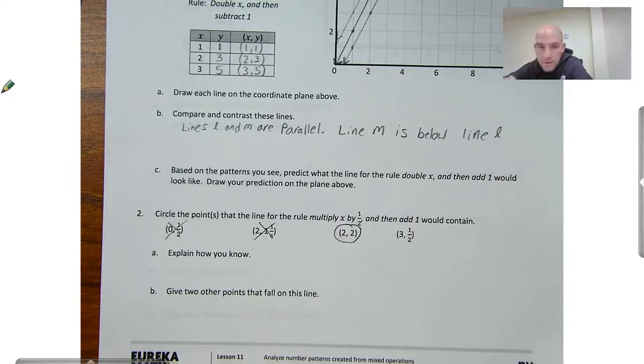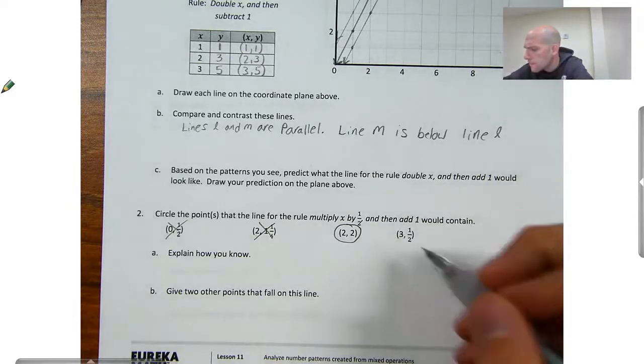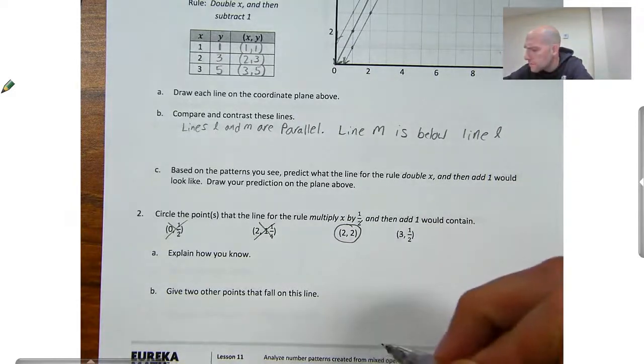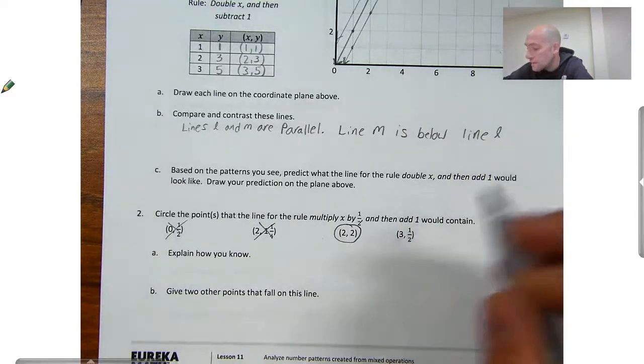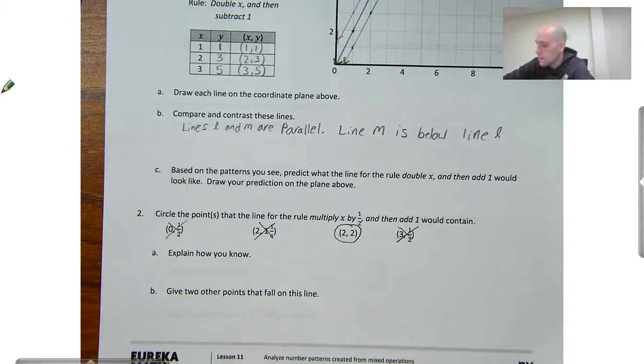And then for 3, half of 3 is 1 1/2. And then we add 1, we would get 2. Or if we get 1 1/2, then we add 1, we get 2 1/2. So this one would not be correct either.